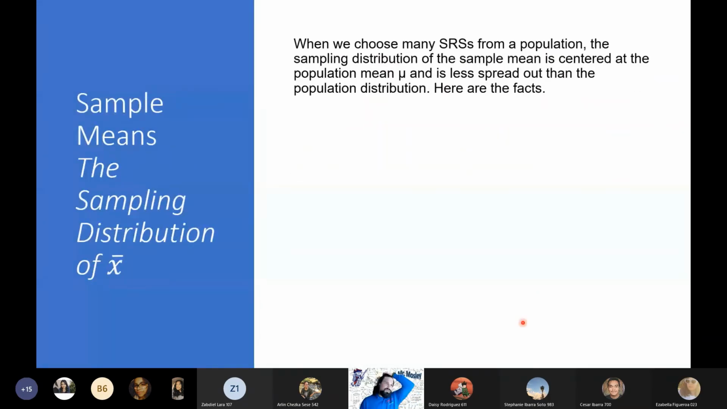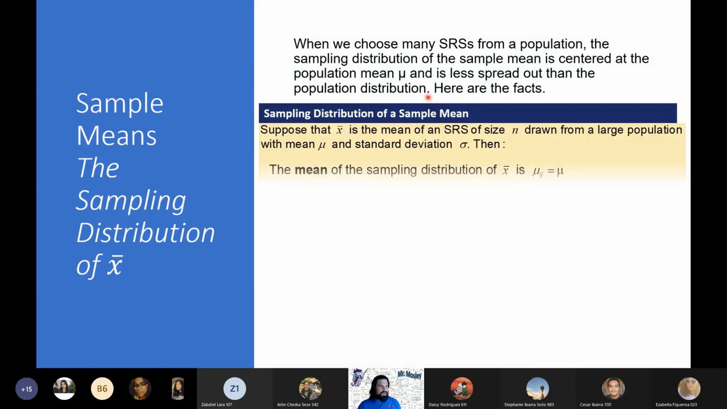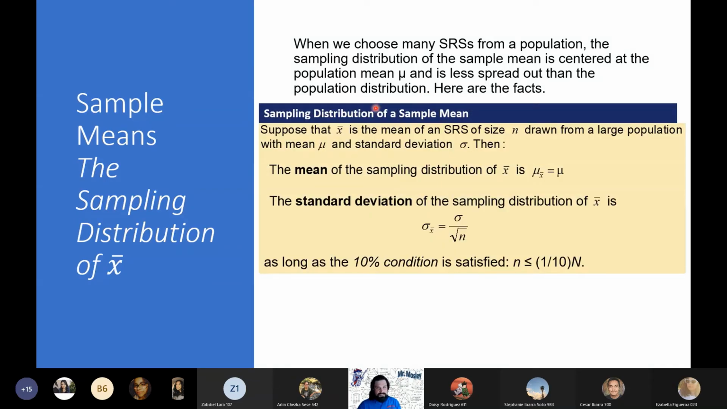When we choose any SRS from a population, the sampling distribution of the sample mean is centered at the population mean mu and is less spread out than the population distribution. That's what we just saw. So here are the facts. Again, this is something you want to have in your notes.